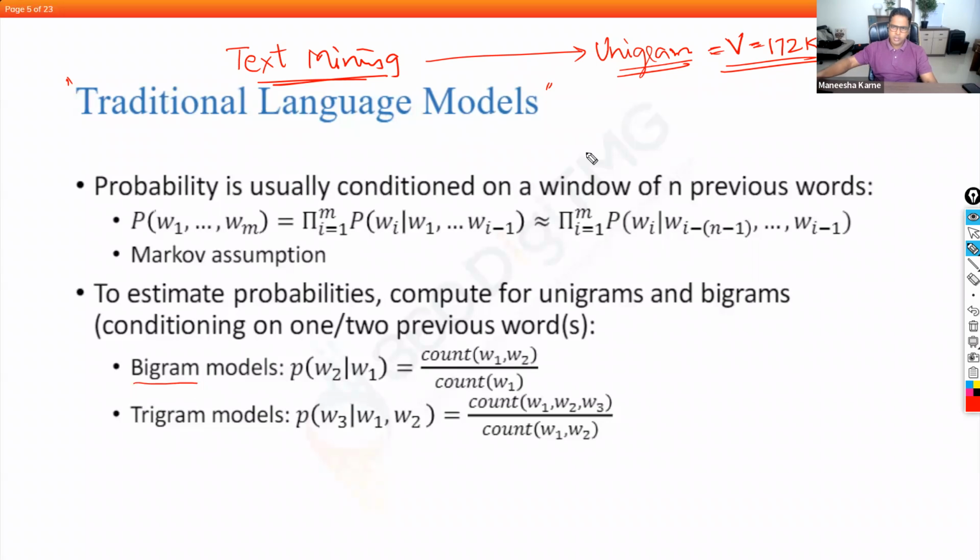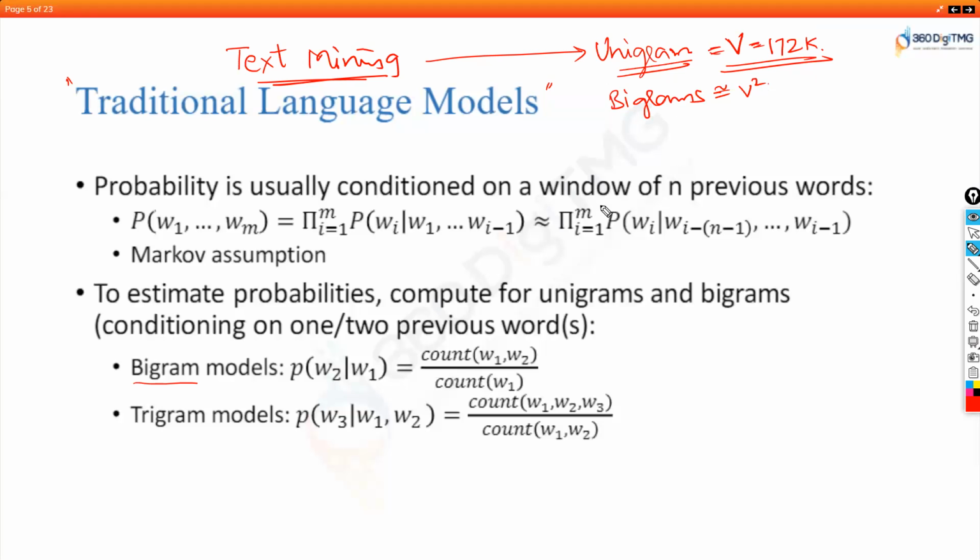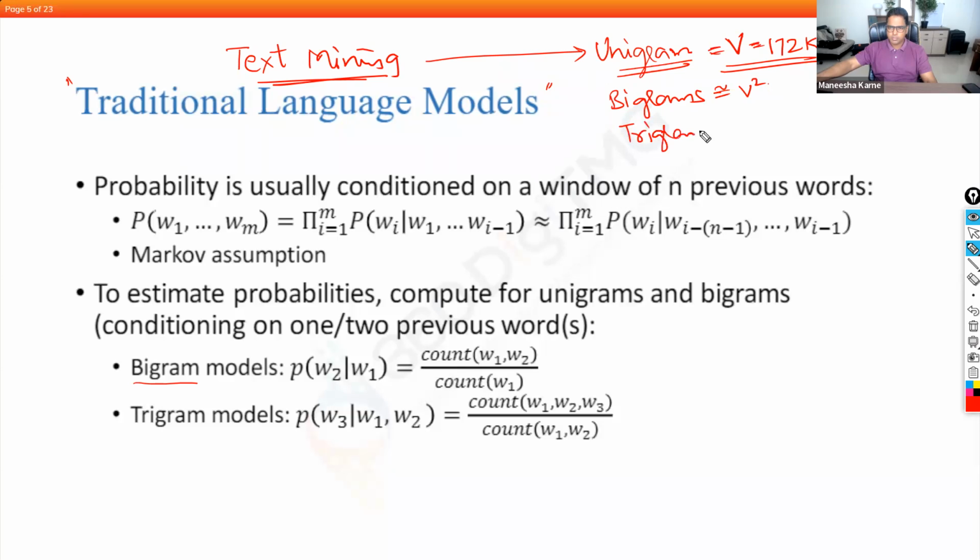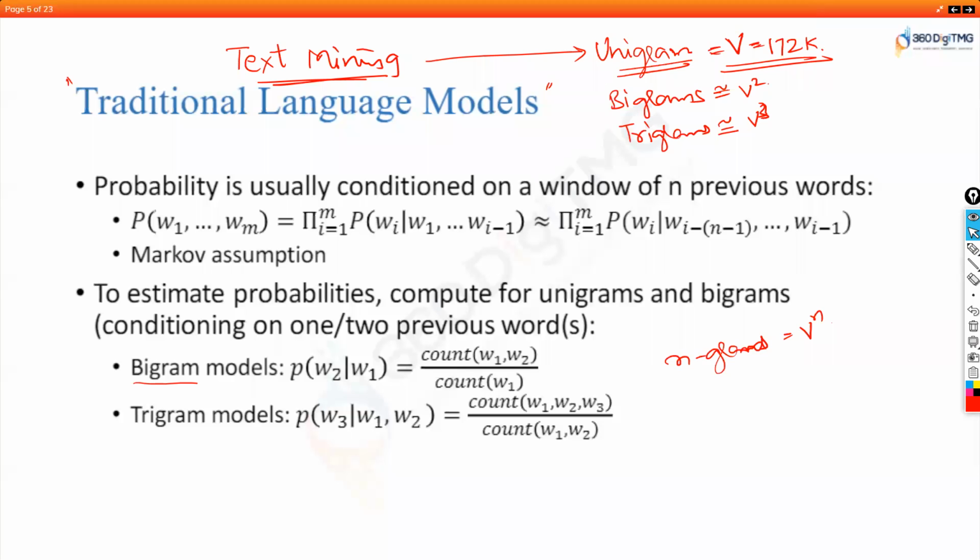And you can also have bigrams. When you look at bigrams, it will be approximately v raised to the power 2. Trigrams would be approximately v raised to the power 3, so on and so forth. And then if you have n-grams, the size of the vocabulary would be v raised to the power n.